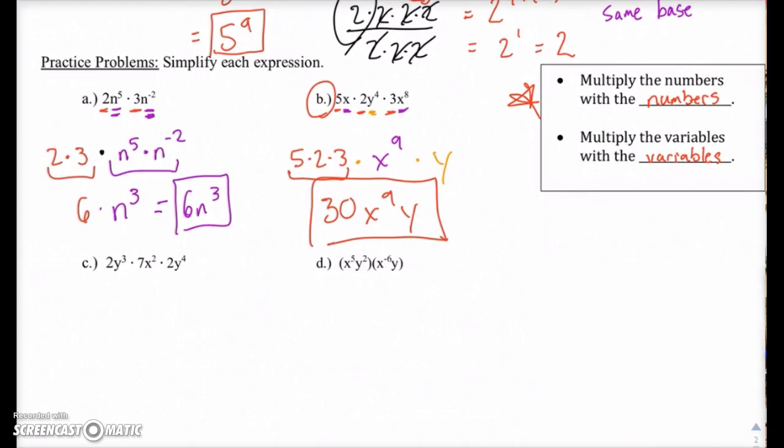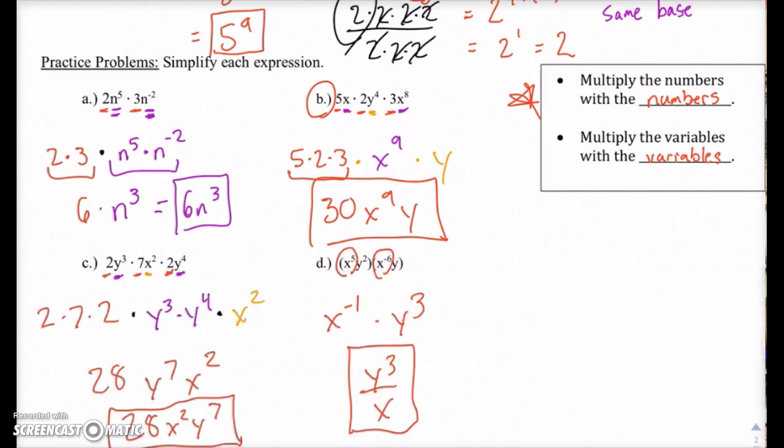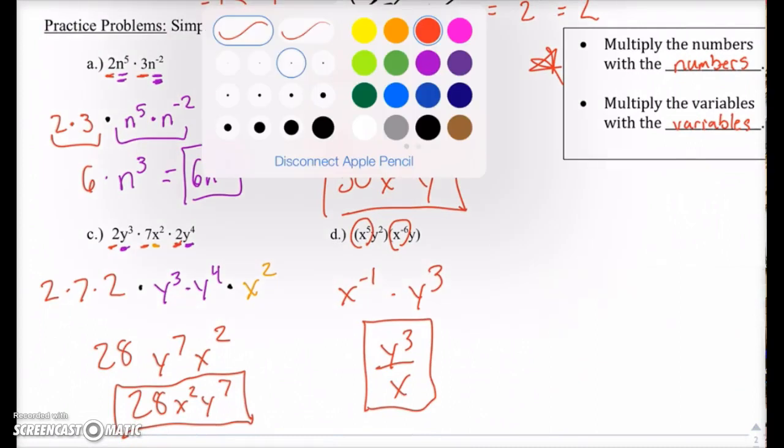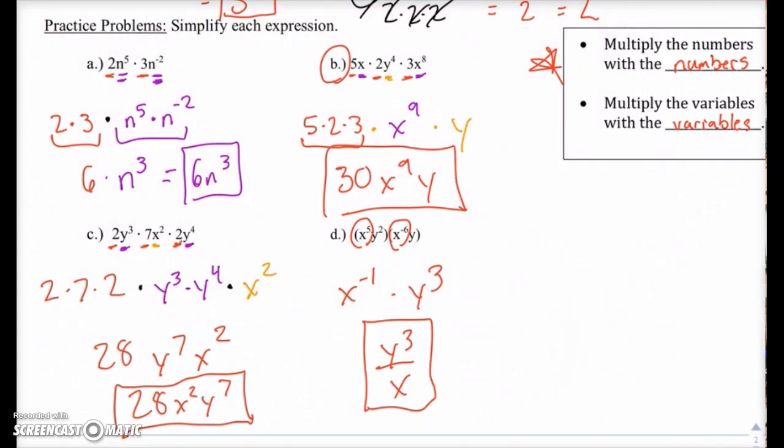Okay. So video is going to pause again. You guys will check your answers and see how you guys did. All right, so here are your answers. Okay, just keep in mind again that once you get your answers, you always want to put your variables in alphabetical order, just for math notation purposes. So that's why I switched the x squared and the y to the power 7. Okay, so I switched them.